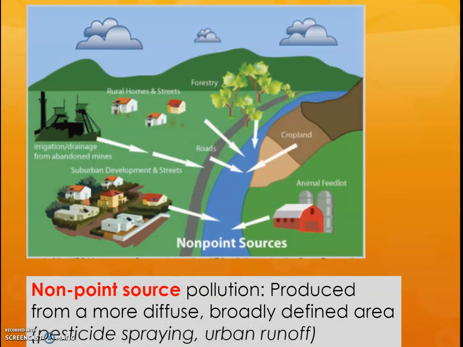Non-point source pollution is produced from a more diffuse, broadly defined area. It's typical things like pesticide spraying or urban runoff. If you don't know exactly what feedlot is producing waste, that can be non-point. Suburban and development streets, rural homes, irrigation, drainage, fertilizer is another big one. We can't go back exactly and figure it out. Sometimes we can, and as soon as you can figure out exactly where the pollution comes from, it becomes point source pollution.